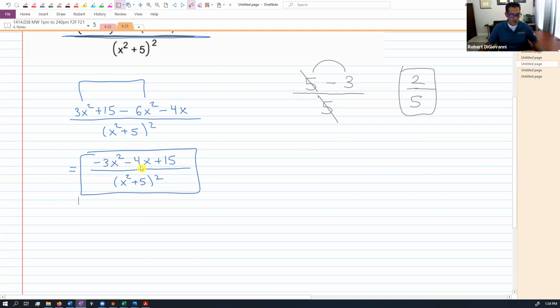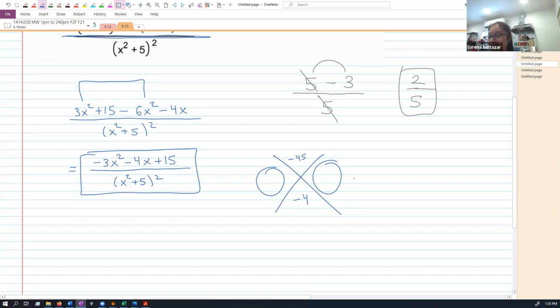You can try factoring this by what we did last time. So multiply -3 times 15, that gives you -45. And then put the number here, -4, and then try and come up with two numbers. But I do not think it's going to happen. Is it? No, it doesn't.